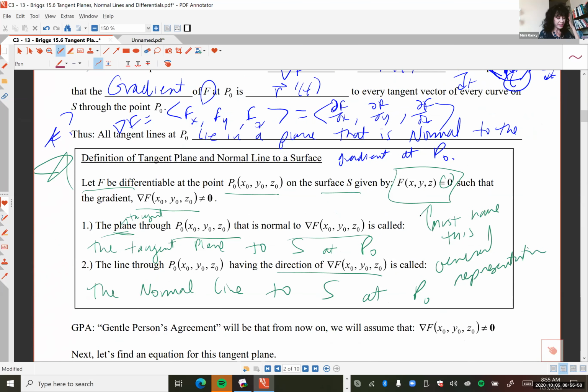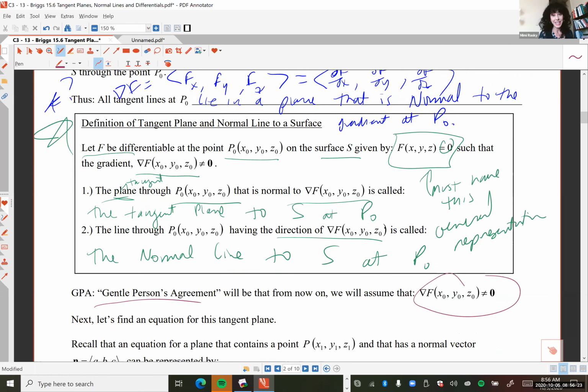Okay, now that we have the definition for the tangent plane and the definition for the normal line, we can now discuss getting the equations for those. But we do want to have a general person's agreement that when we're asked to find either the tangent plane equation or the parametric equations for the normal line, the gradient isn't the zero vector, because otherwise we're screwed, because we're going to need that guy.